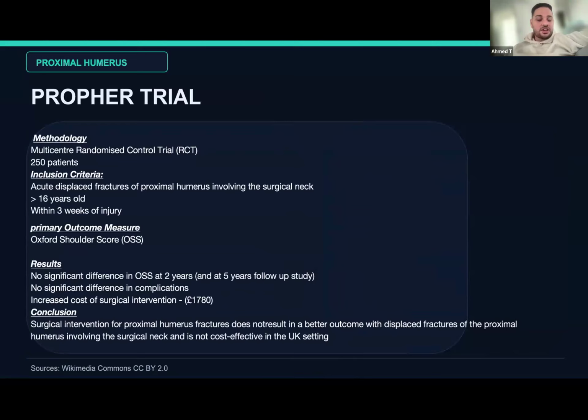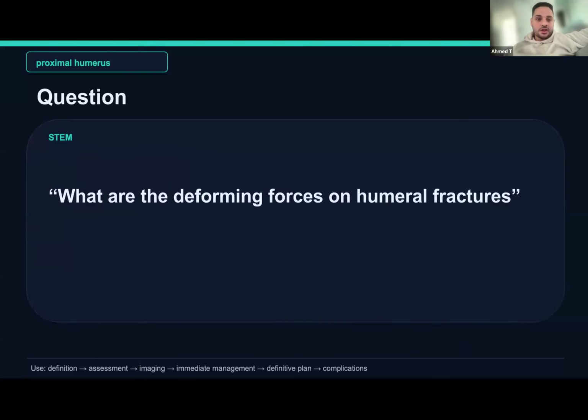So that's the PROFHER trial, a very important trial to know. Just a couple more pieces of information. You wouldn't need them in the exam, but just to be aware, maybe in your portfolio station. It was done on 250 patients with displaced fractures, older than 16 years, within 3 weeks of injury. They assessed patients according to the Oxford Shoulder Score, and they concluded that surgical intervention doesn't result in a better outcome with displaced fracture of the proximal humerus. But there are many fallacies about this PROFHER trial, many controversies. So I'll just mention it roughly.